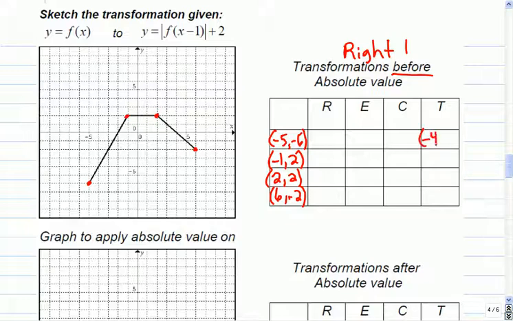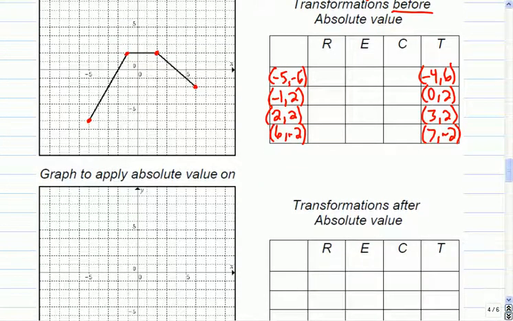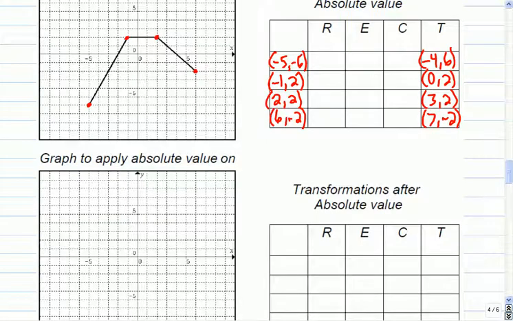So I'm going to be at -4, -6, 0, 2, 3, 2, and 7, -2. Okay. So now I've done the first step, which is everything up to my absolute value. So let's plot those points now that I've just calculated and see what the graph looks like.